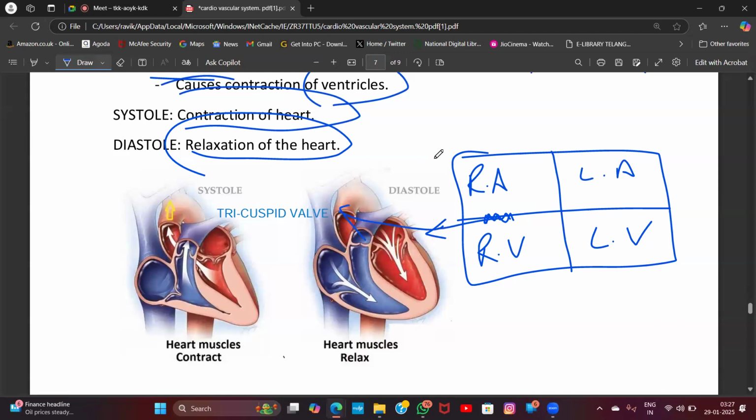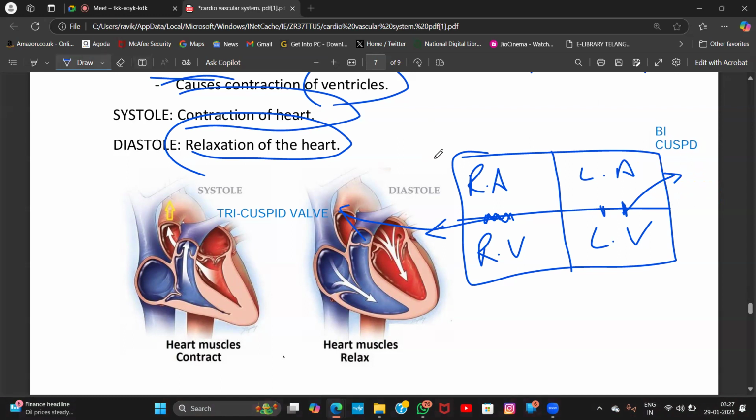Between the left atrium and left ventricle, there is a valve present. The valve is called the bicuspid valve. Okay, the tricuspid valve is between the right atrium and right ventricle, and the bicuspid valve is between the left atrium and left ventricle.